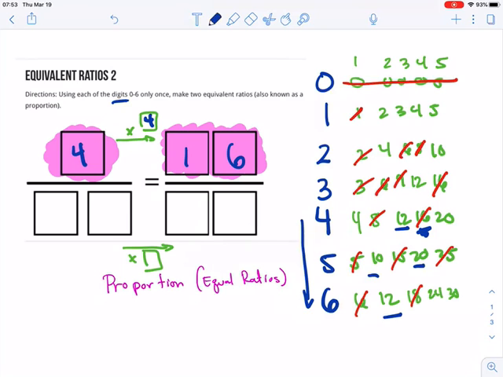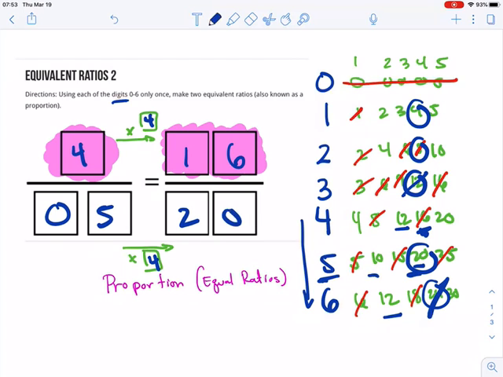Okay, so if I multiply by 4, I have to multiply by 4 here. 4, I got a 12, I can't use that, I never used a 1. I have a 20 as an option. And I have a 24. Okay, so let's see if I can, I can't use 24, I've already used a 4. So let's see if I can put a 5 and a 20 there. Well, I could only put a 5 like this, and then a 20 will go like that.